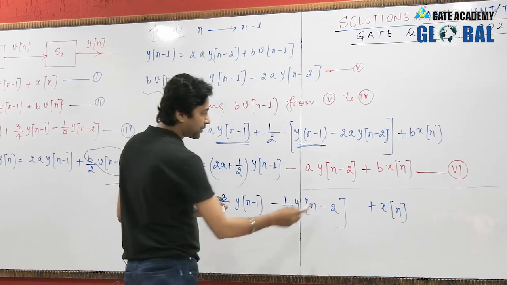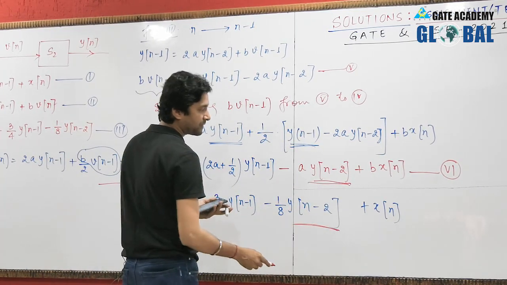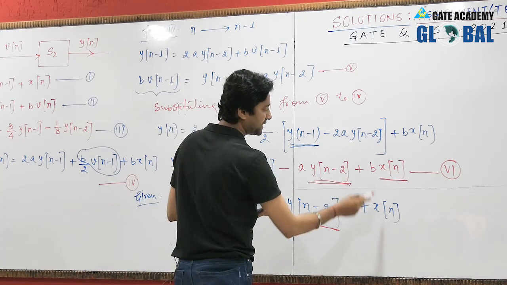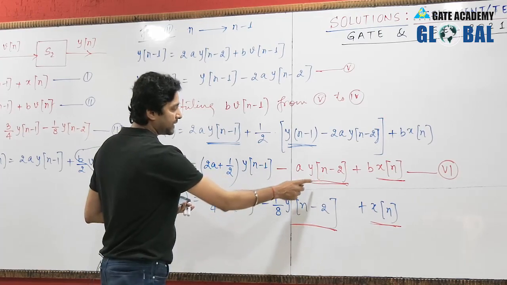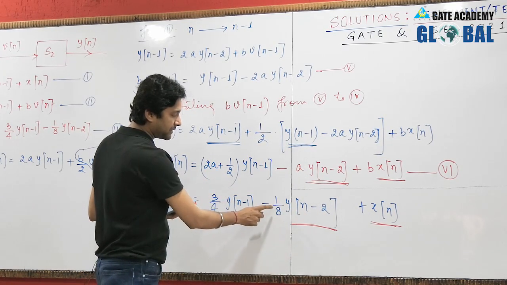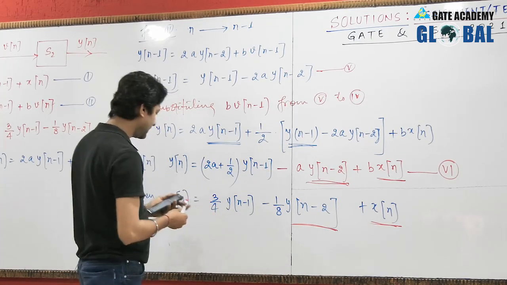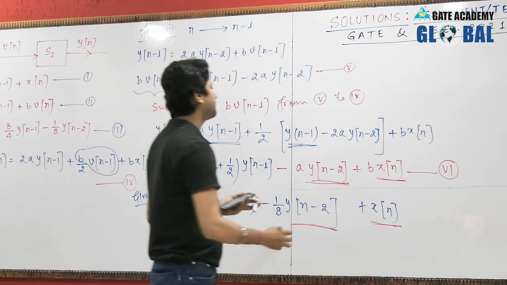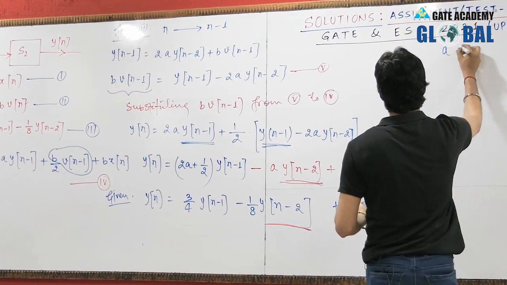If you compare the coefficient of y of n minus 2, then you can directly get the value of a, and if you compare the x of n coefficient, then you will directly get the coefficient b. Here the coefficient of y of n minus 2 is a with minus sign, and here the coefficient of y of n minus 2 is 1 by 8 with minus sign, therefore the value of a is 1 by 8. So after comparing equation 6 and 3, a equals 1 by 8.